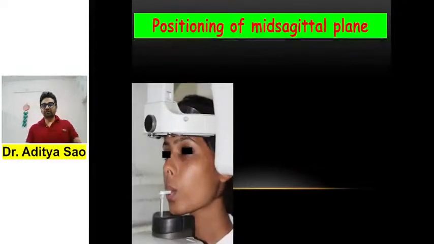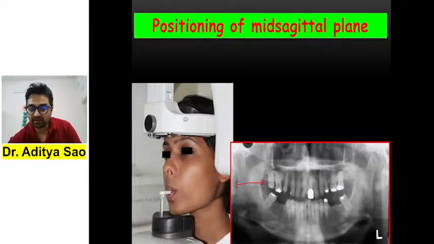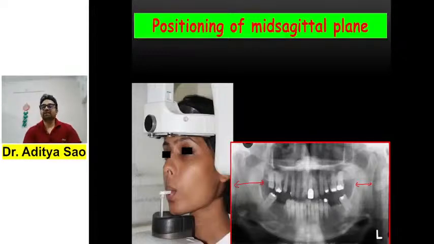Next, positioning of the midsagittal plane. So this is your midsagittal plane. Okay, so what does the patient do sometimes? Sometimes like this, or like this, or like this. Okay, so in this case what happens, one area of the ramus will be bigger than the other area of the ramus. So this area, see the breadth, and this area, see the breadth. Okay, one area is more in dimension than the other one.